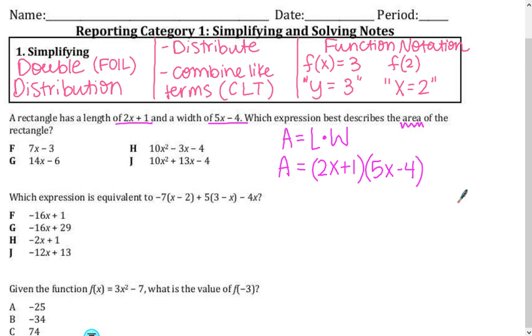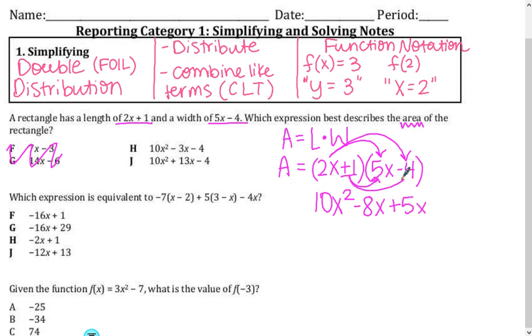Alright, so this is where our double distribution happens. So 2x times 5x is 10x squared. So right off the bat, I can eliminate 2 wrong answer choices. Alright, next I'm going to distribute the 2x again to the negative 4. 2x times negative 4 is negative 8x. Distribute my 1, I get 5x, and 1 times negative 4 is negative 4.